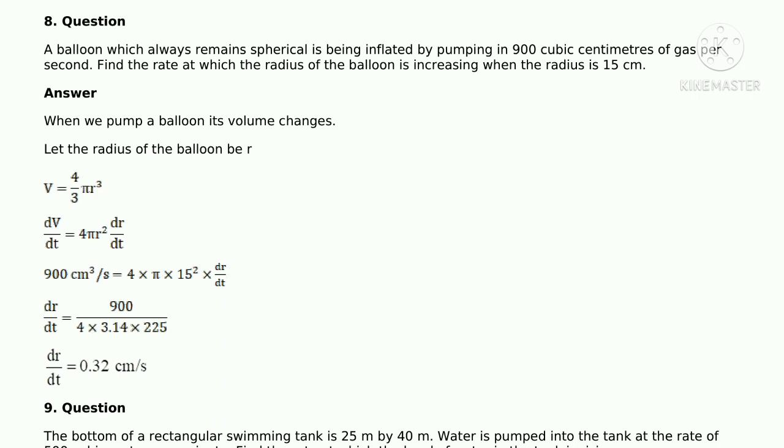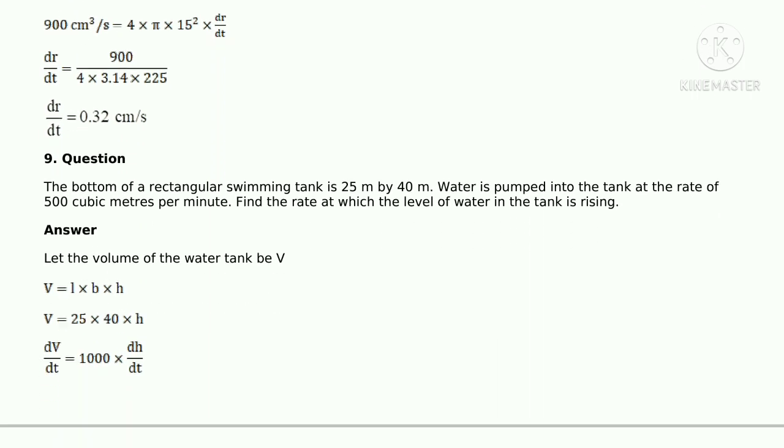And what do we have to find out here? Actually we have to find the rate at which the radius is increasing, that means the rate of the radius, when the radius is 15. So if we put 15 here, then we get dr/dt equal to 0.32 centimeters per second. Is it clear? Okay, now the next question, question number 9.